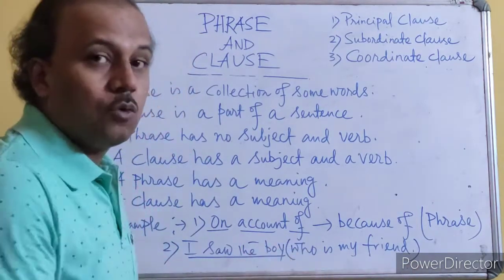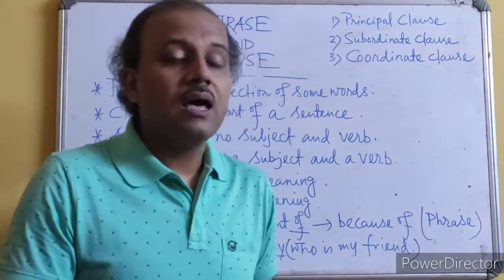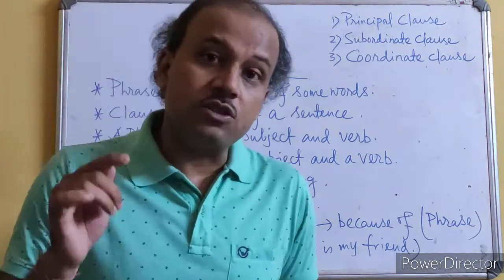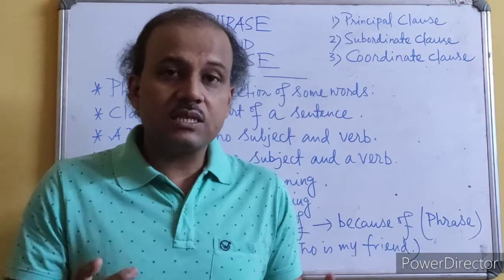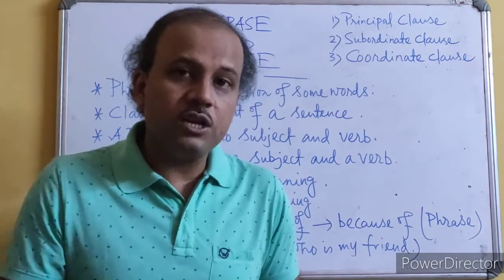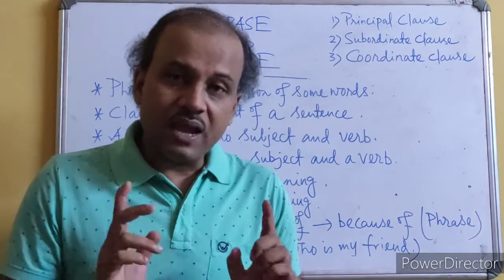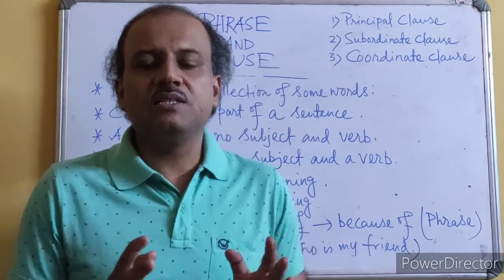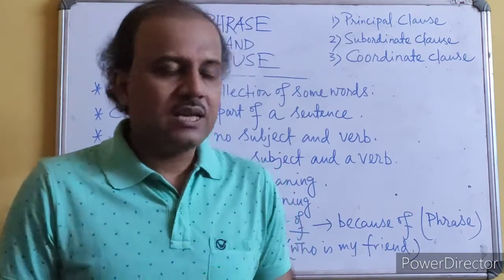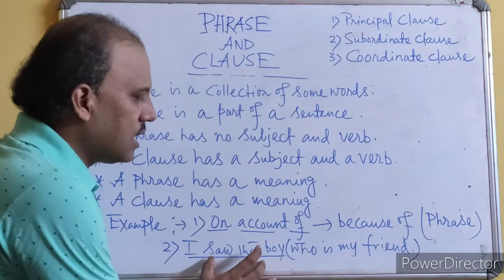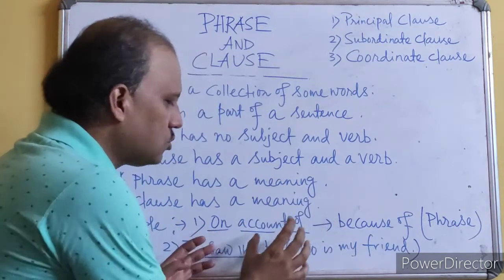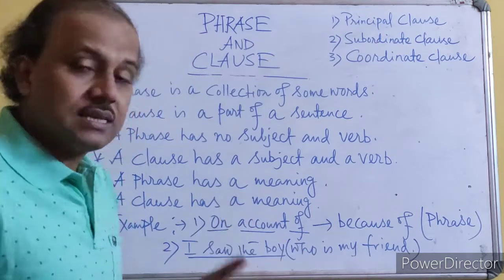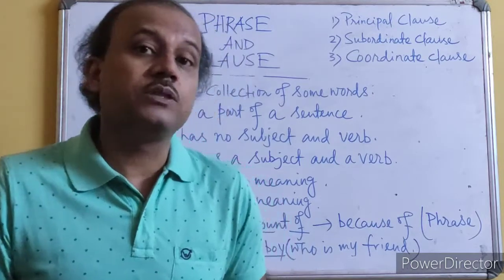What is a binder? A binder is also called a subordinator or subordinating conjunction. A binder, subordinator or subordinating conjunction always binds two different kinds of clauses. Here there is a principal clause and there is a subordinate clause. So these two clauses are bound with this binder, and a subordinate clause always starts with a binder.